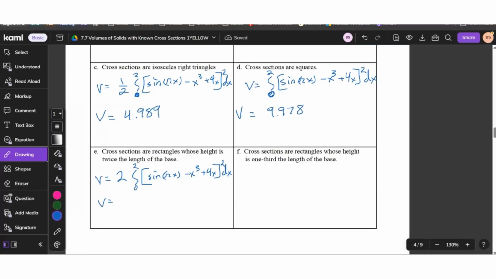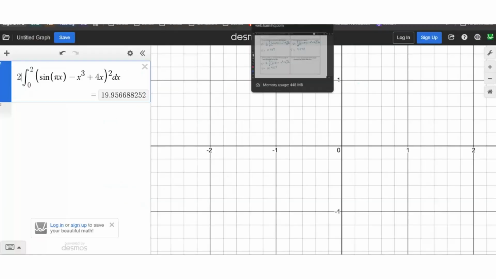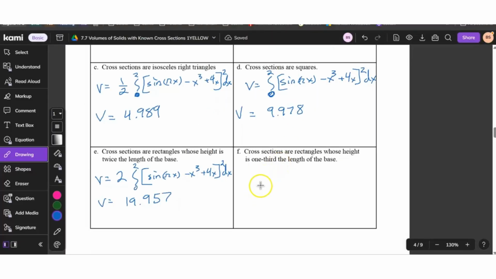19.957. Wait, it was 957? Yes. What about if the height is 1/3?